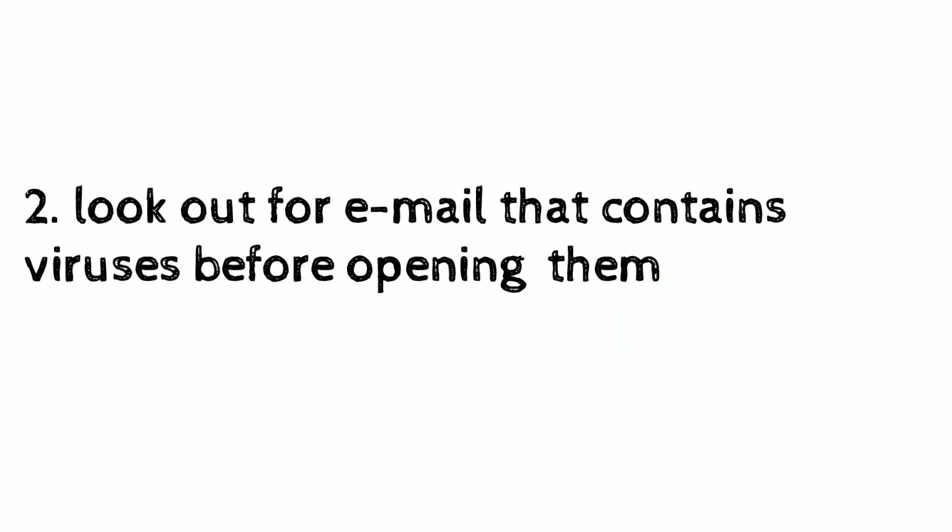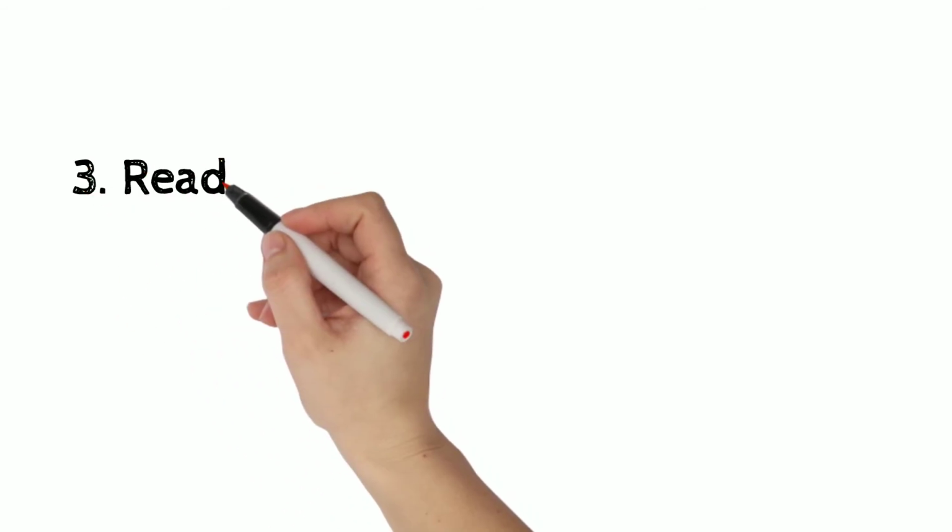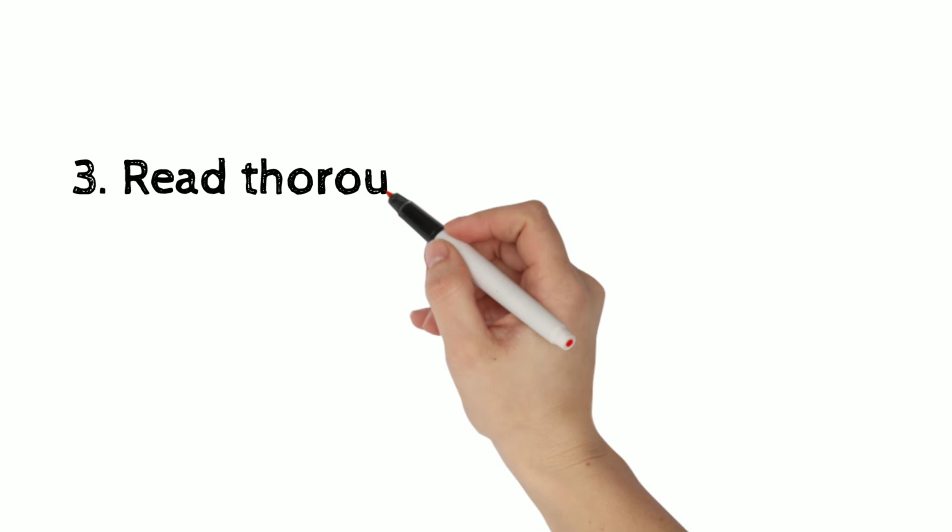Point number 2, look out for email that contains viruses before opening them. Internet security is key here. It is important the IT unit or department in your hotel have a strong antivirus that builds a firewall around your internet system to prevent viruses or hackers from attacking your system. When they do that, your files will get corrupted or they could crash your unit.